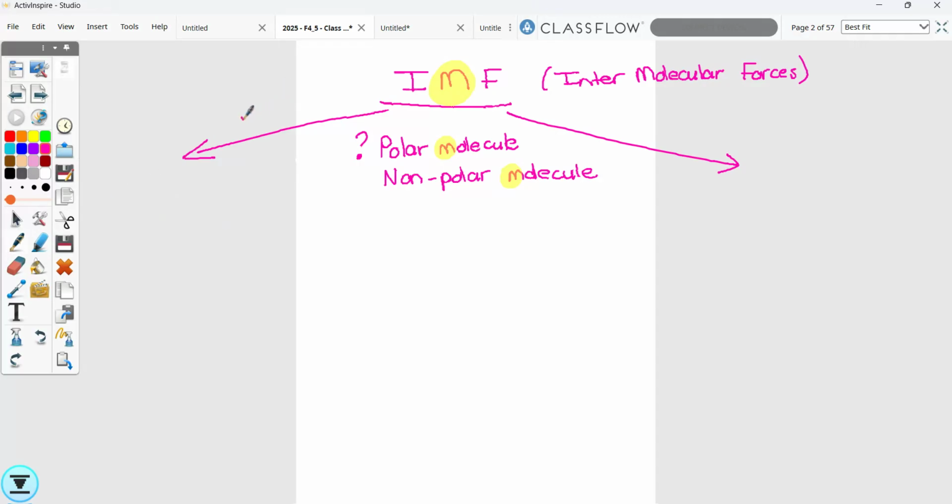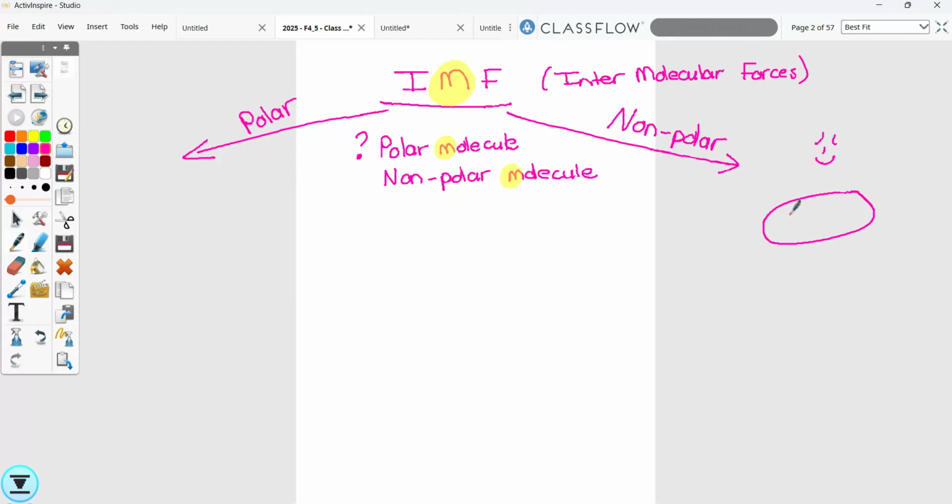If it is a polar molecule, you've got two choices. If it is a non-polar molecule, you've only got one choice. So you smile because there's really no option. Non-polar. Non-polar, guys. Non-polar means that those electrons are evenly distributed.